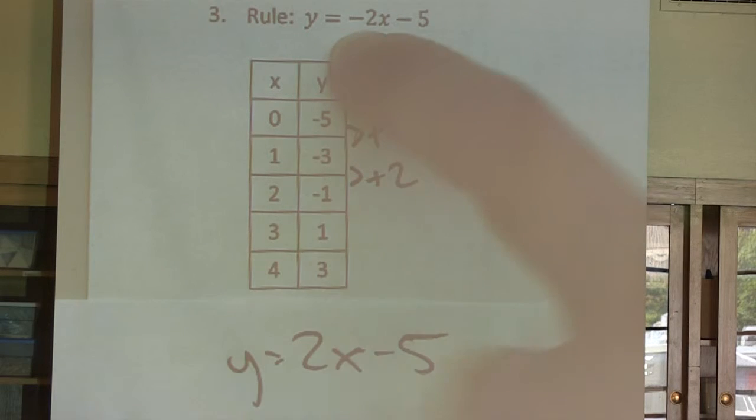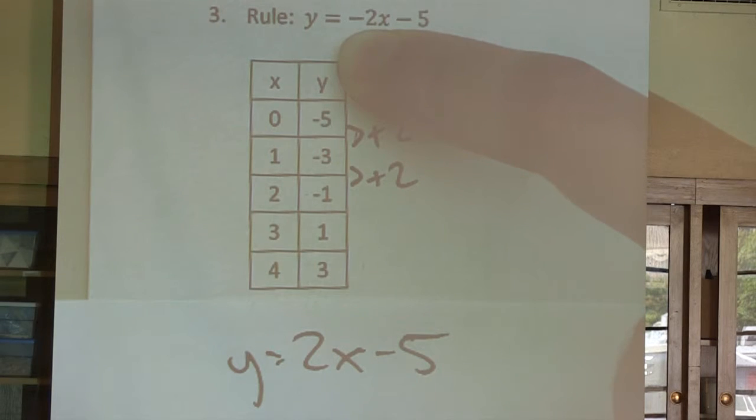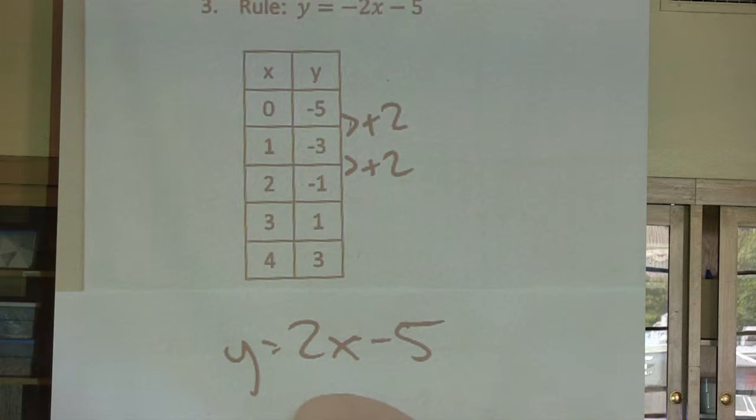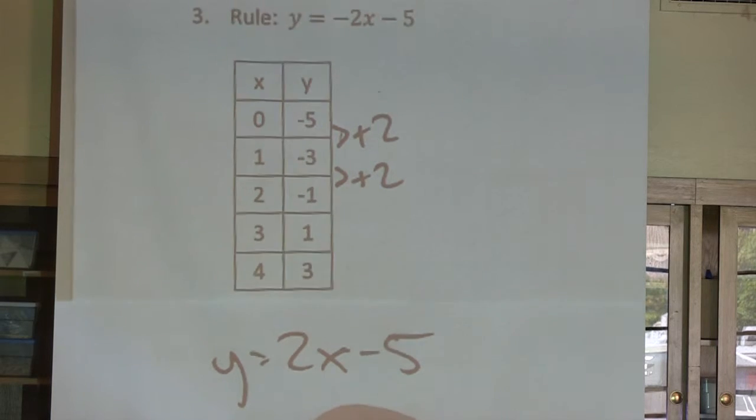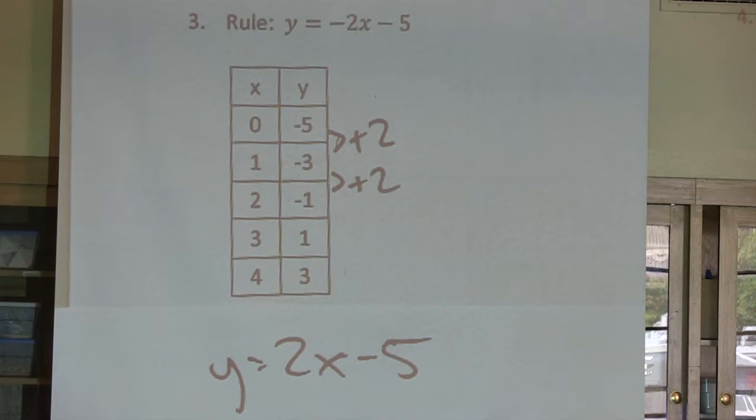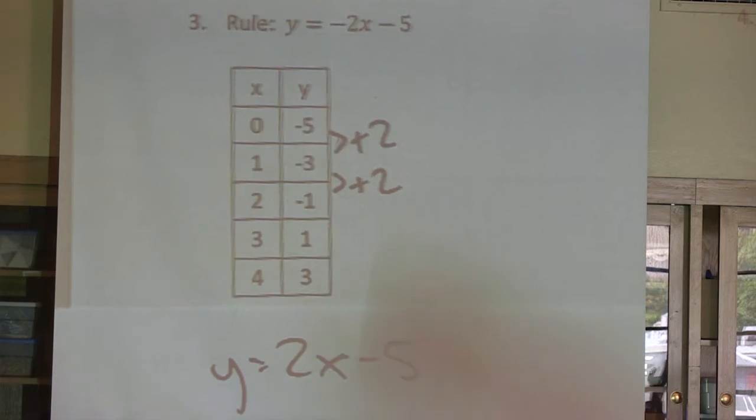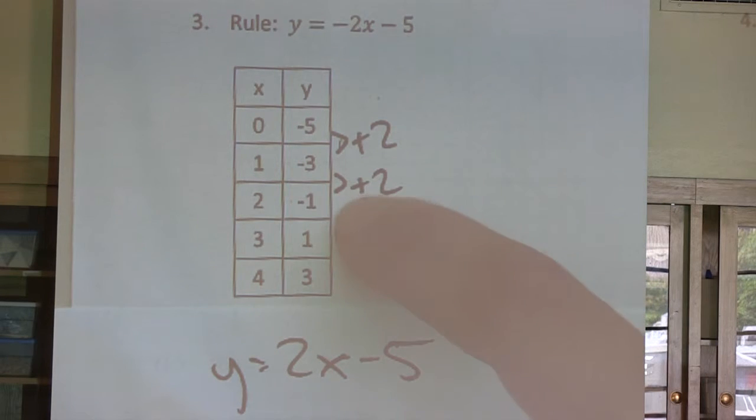Did this rule say that I'm adding 2? No. Does this rule say that I'm adding 2? Alondra, is this rule right? Is this rule correct? Alondra, why is this correct? Awesome. Because you start at -5, you're adding 2.